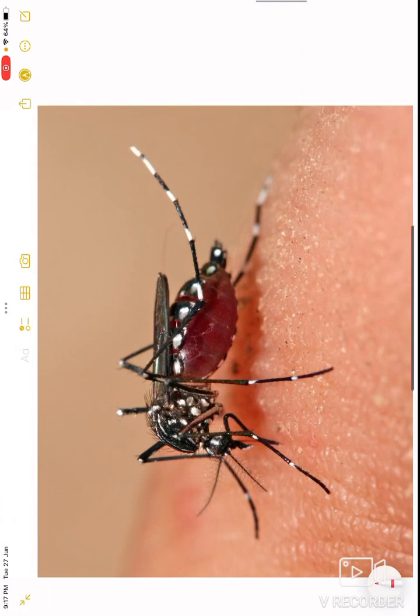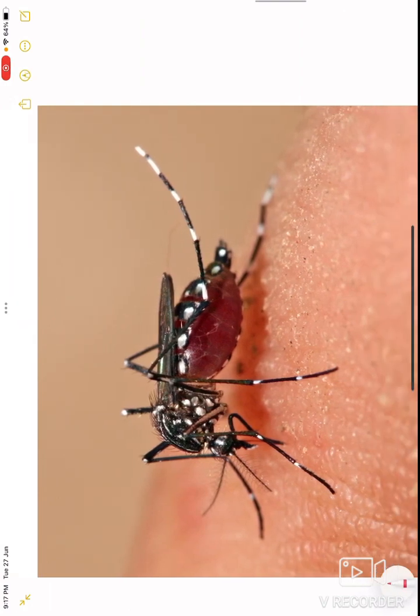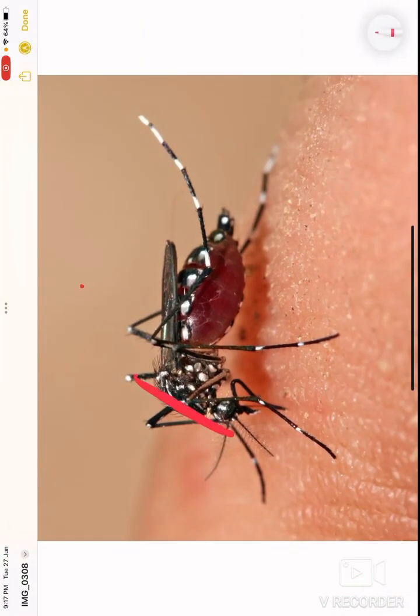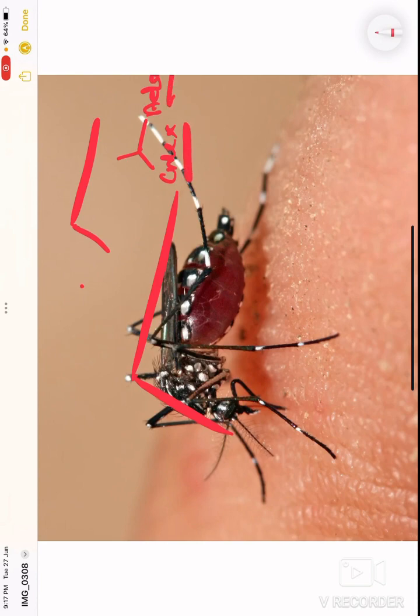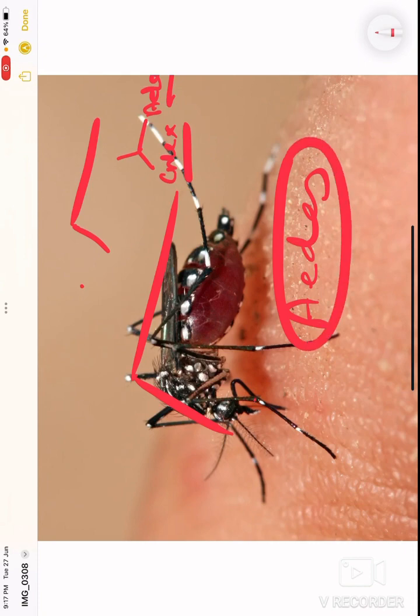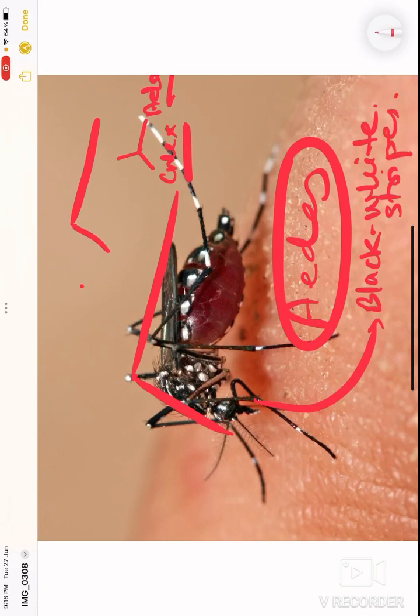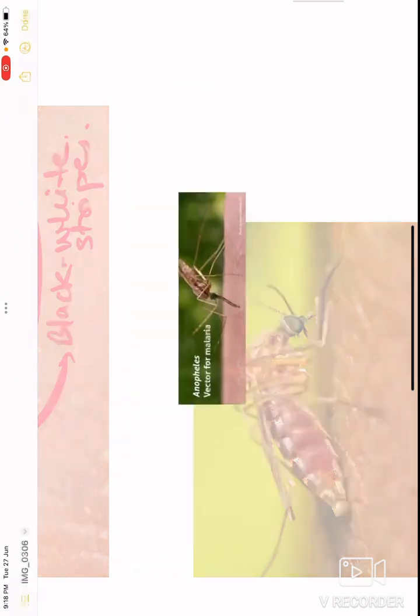So now we'll see the photos, the most important thing. First of all, as you can see over here, I told you, see, it is like this. So if it is like this, this can either be Culex or Aedes. Now in this case, it has to be Aedes. Why? Because of the black and white stripes. If you are seeing black and white stripes and the mosquito is sitting like this, then it has to be Aedes mosquito.